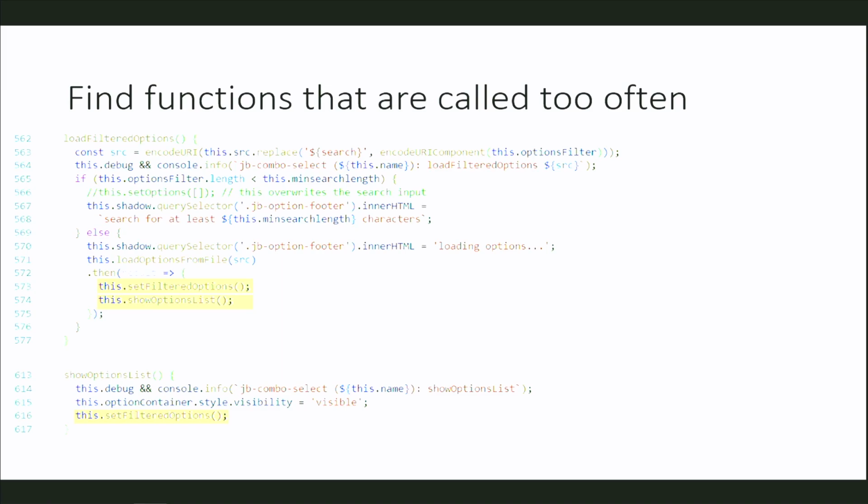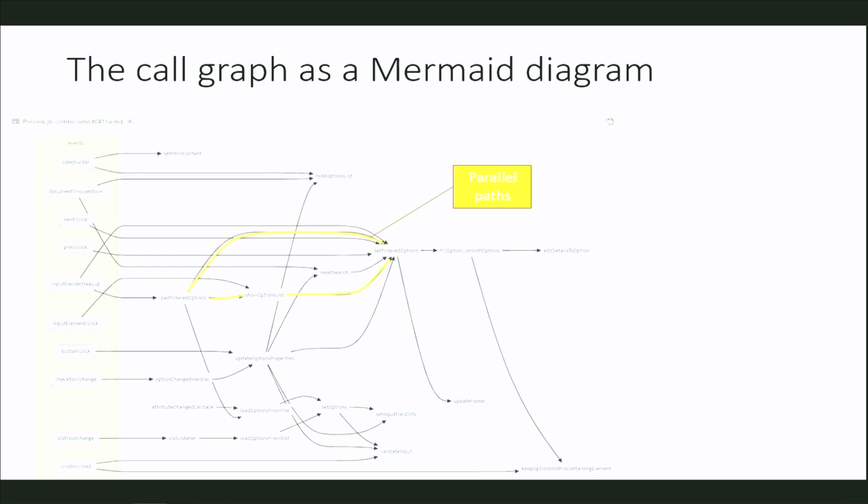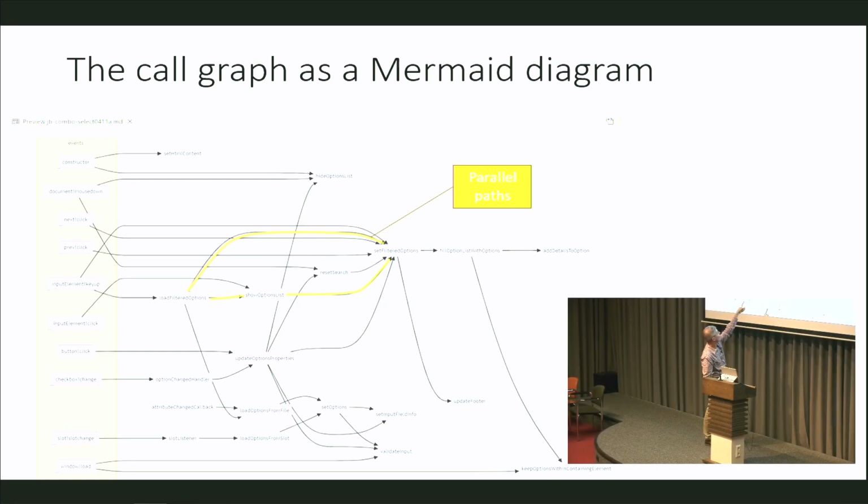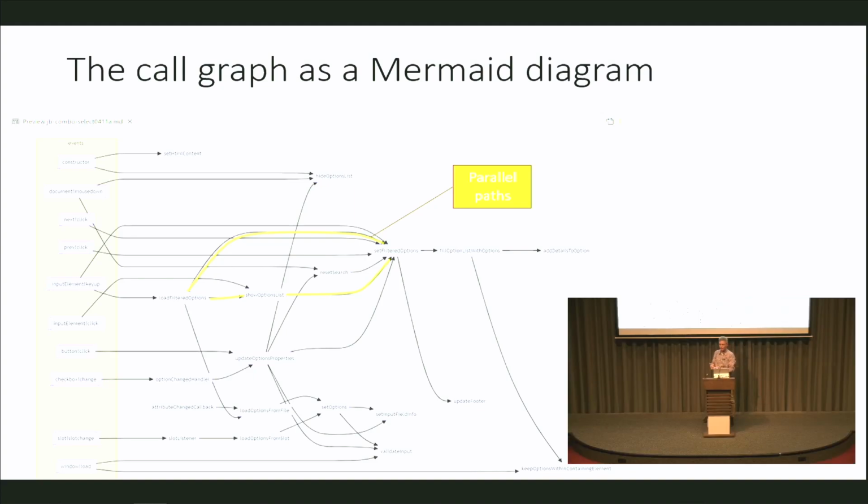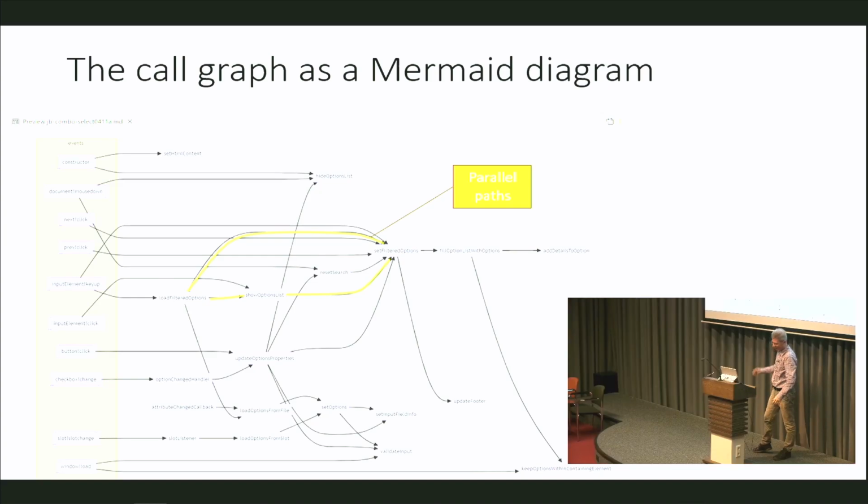Now, how would this look in a call graph? You can see that here there are paths from load filtered options, that was the first method in the previous slide, to set filtered options in the middle. But there is also an arrow via show options list. That's the bottom two arrows in yellow. And these are two parallel paths. And that represents a case where potentially a method or a function is called twice. In this case, it was called twice.